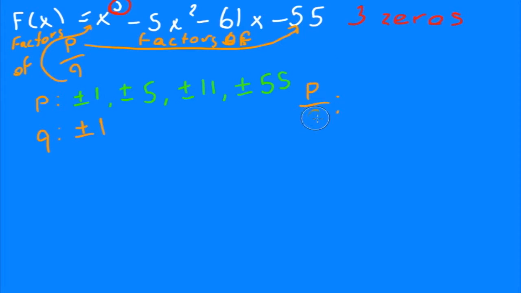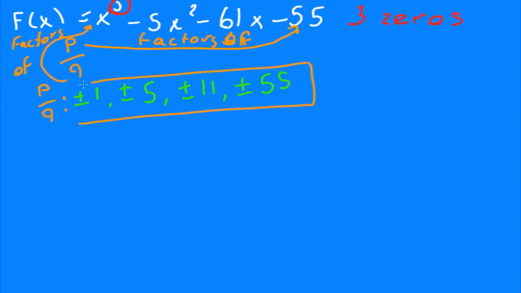Maybe I should write it like this. Remember, you have a plus minus 1 here. Then your ratio is going to be P. So, P over Q is this right here. Okay, now that we have our P over Q, we have to test it. So pick one number. I'm going to pick -1, and in order to test it, you have to plug it into your function. So let's plug it in.